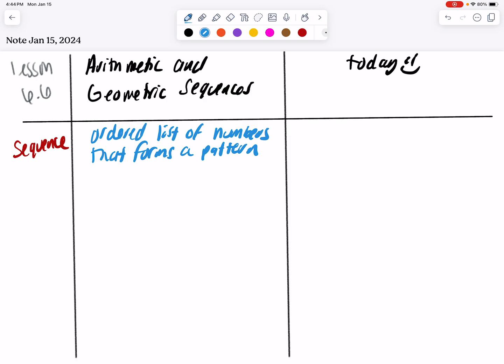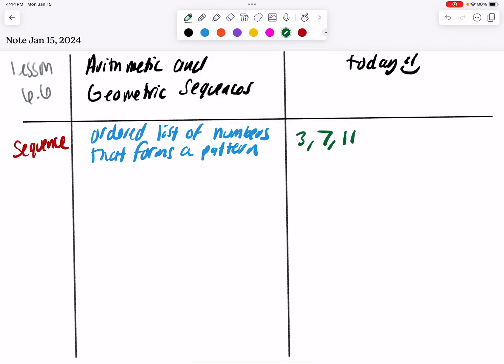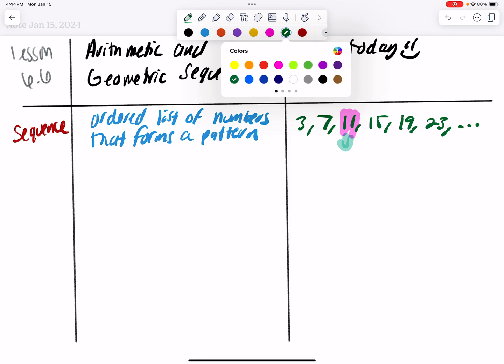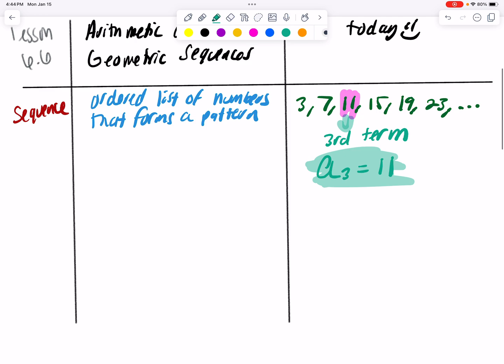In a sequence, each number has a position. For example, in the sequence below, which I'm going to write in green because that's usually what our examples look like, we have 3, 7, 11, 15, 19, 23, etc. 11 is the third term. I call it A3 equals 11. The third term equals 11. Okay? So just remember that.